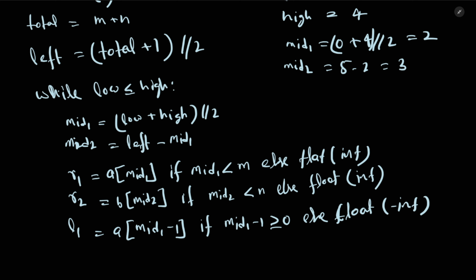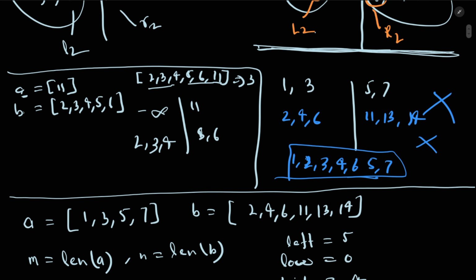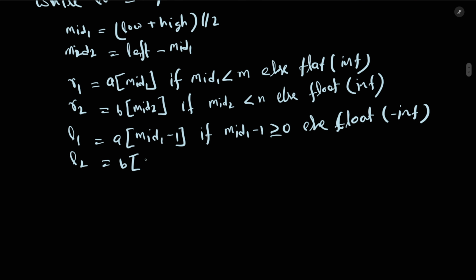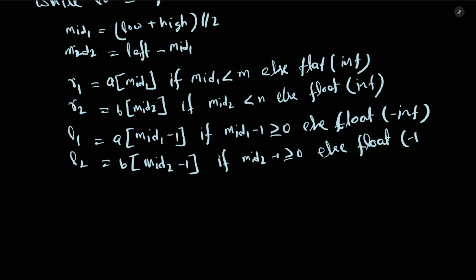minus inf. And in case of L2, the same thing will happen if we exchange the array. If let's say we assign this array B to array A and array A to array B, then here we will have minus infinity. So here we can say mid 2 minus 1, and that will again go to if mid 2 minus 1 is greater than or equal to 0, else we have float minus inf. All right, so we have our R1, R2, L1, and L2.